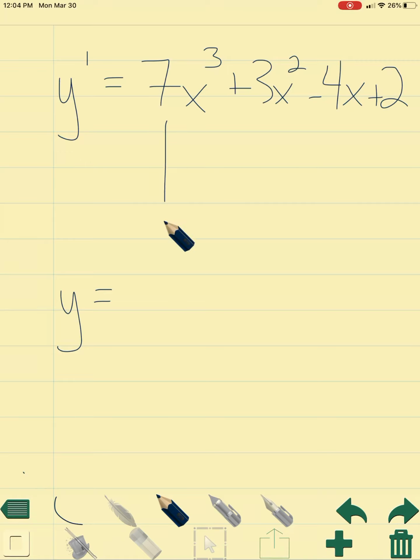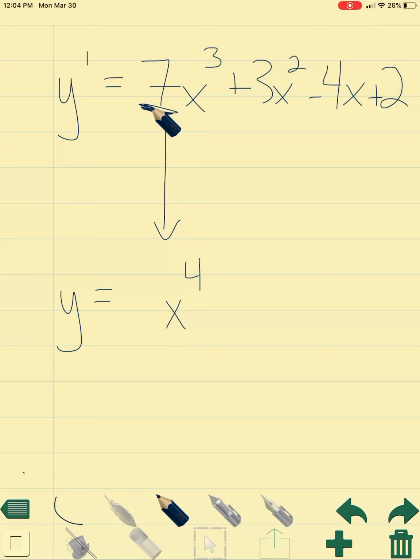Well, thinking of the step up formula, we go from x to the third to x to the fourth, because I know if I derive x to the fourth, I'm going to step down and get to x to the third. The question now is, this is a little bit different because I have this 7 here. So how did I end up with just 7?